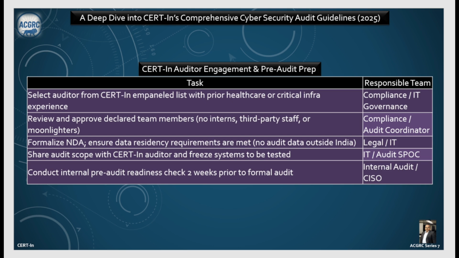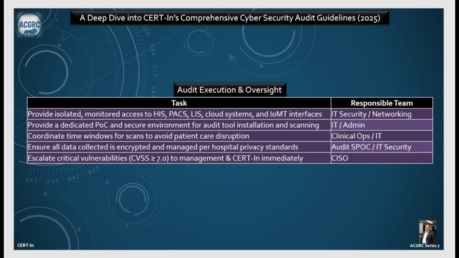Step 5 is to conduct internal pre-audit readiness check at least 2 weeks prior to the formal audit. This will be driven by your internal audit team and your CISO. Next phase is audit execution and oversight. In this phase, step 1 is to provide isolated, monitored access to HIS, PACS, LIS, cloud system and IOMT interfaces. This will be driven by your IT security and networking team.